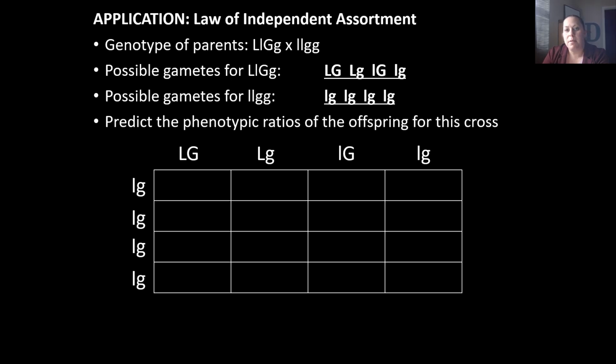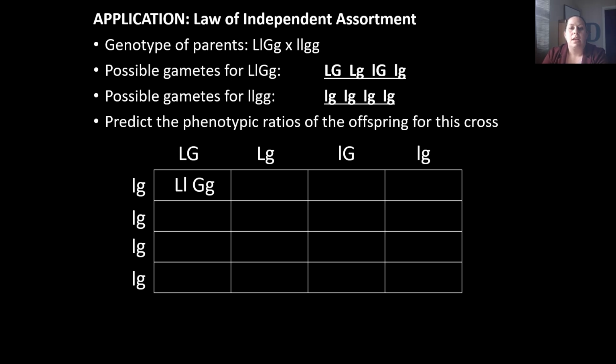Now we're going to start pairing up the boxes. So in the first box, I have big L, big G, little g. Okay, so I always put the L's together. I always put the G's together. Capital letter always goes first.